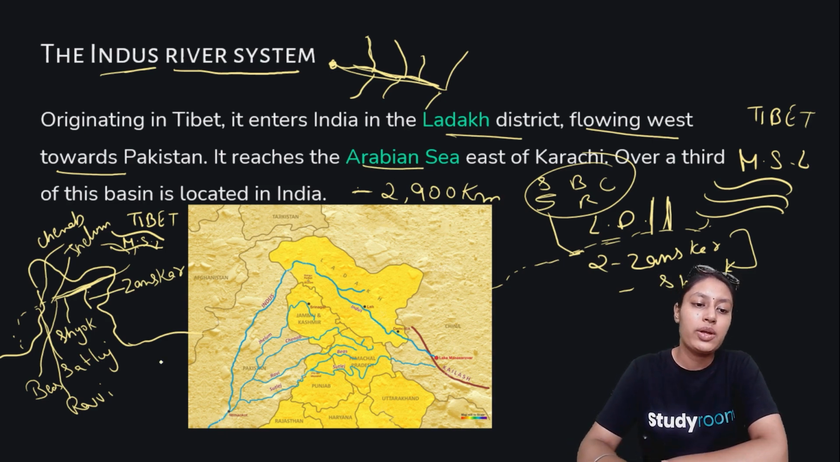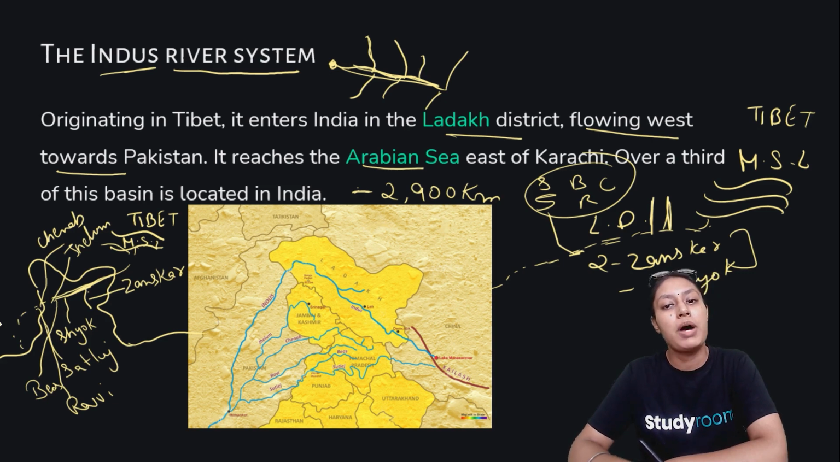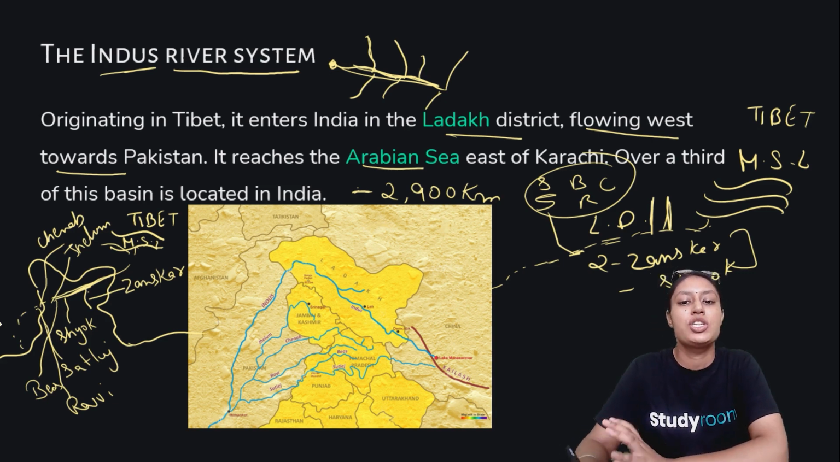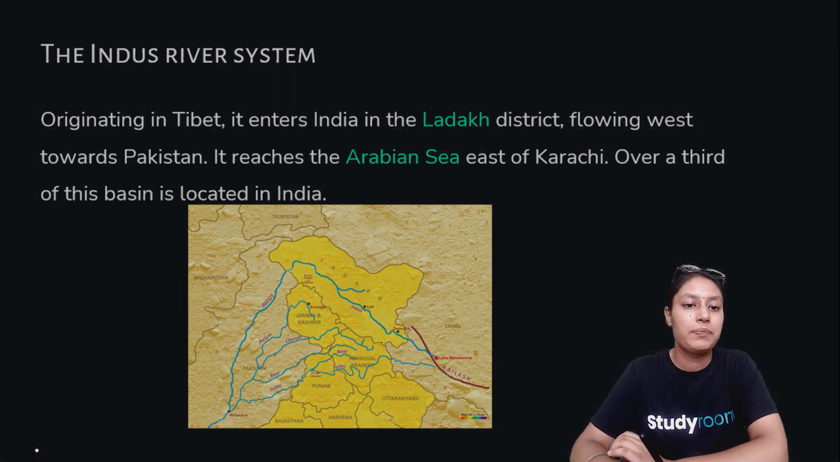So for more detailing, you can look at this map. It originates from Mansarovar Lake, Tibet, enters India from the west side through the Ladakh region, is joined by two major tributaries, Zaskar and Shyok, and then accompanied by five major rivers: Chenab, Jhelum, Beas, Ravi, and Satluj. Then it moves to Pakistan and finally merges with the Arabian Sea. The area it covers is 2,900.